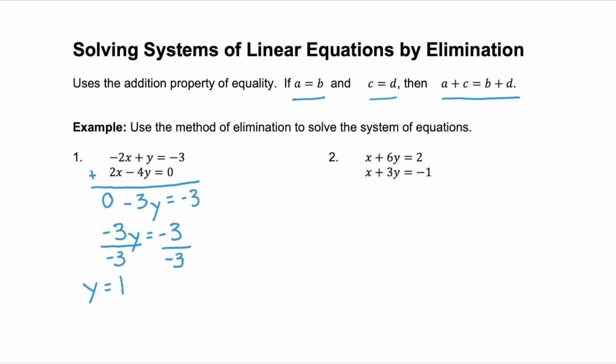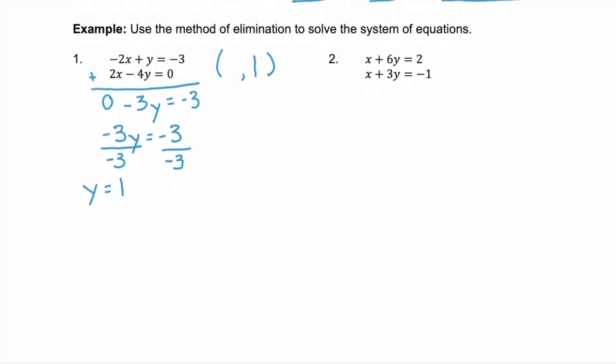Now, remember that a solution gives us a point, an xy coordinate. So we found y, which is 1. Now that we know y, we can substitute that back into either of our original equations and solve for our x. So let's substitute y equals 1 back into that second equation. So we have 2x minus 4y equals 0. And it doesn't matter which equation you pick, they'll both give you the same x value.